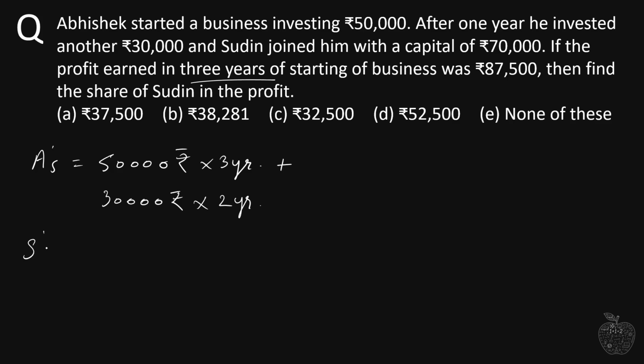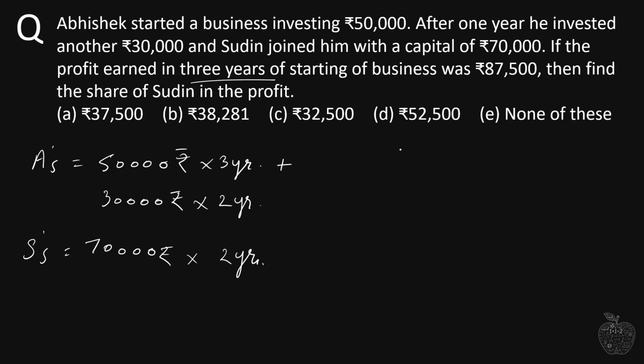So Sudhin again joins him. Sudhin's investment here is of 70,000 rupees and he's joining after 1 year. So he's investing this 70,000 for the remainder of 2 years. If the profit earned in 3 years was 87,500, then find the share of Sudhin in the profit. Now the profit will be divided among Abhishek and Sudhin on the basis of their investment and the time period of their investment.